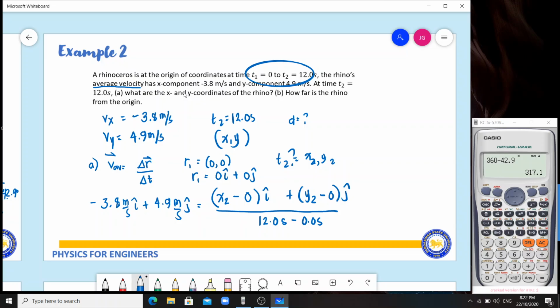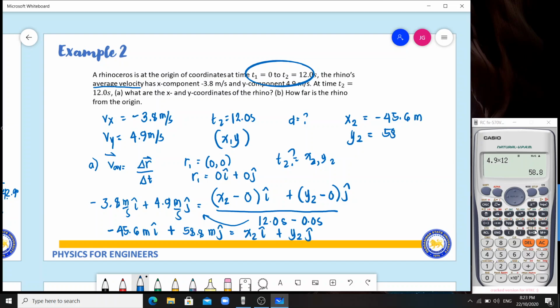So, ito, i-multiply lang natin doon. Negative 3.8 times 12, that is equivalent to negative 45.6 meters I plus, minultiply lang natin to doon ha, 4.9 times 12, that is equivalent to 58.8 meters J, ay equivalent siya sa x2 minus 0 or x2 I plus y2 minus 0 or y2 J. So technically x2 is equivalent to negative 45.6 meters and y2 is equivalent to 58.8 meters. So, eto na yung x and y coordinate.